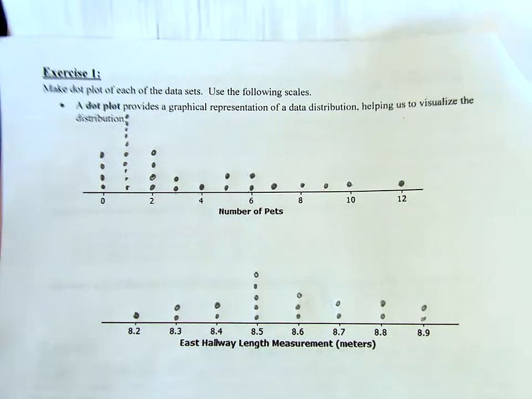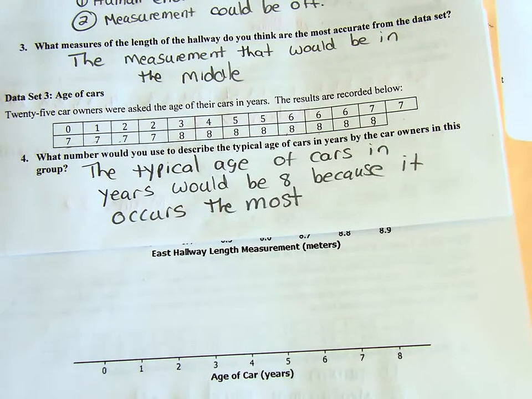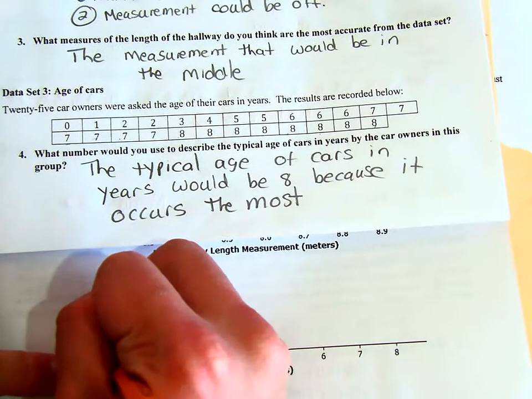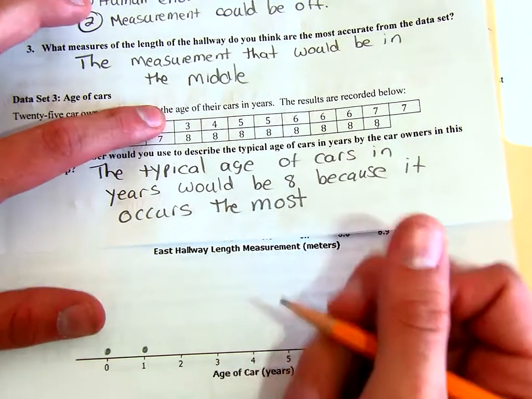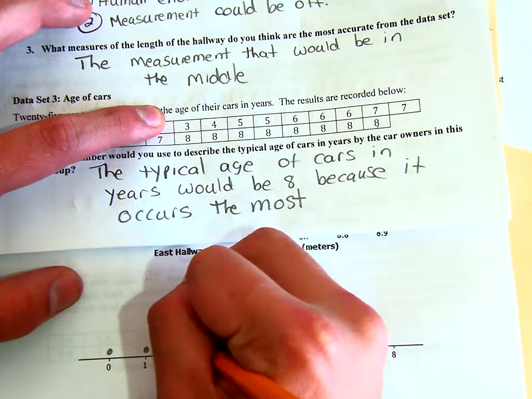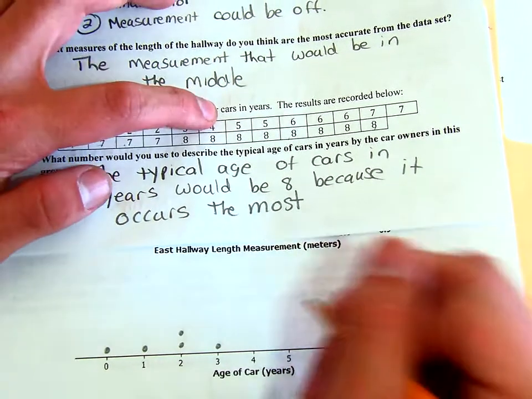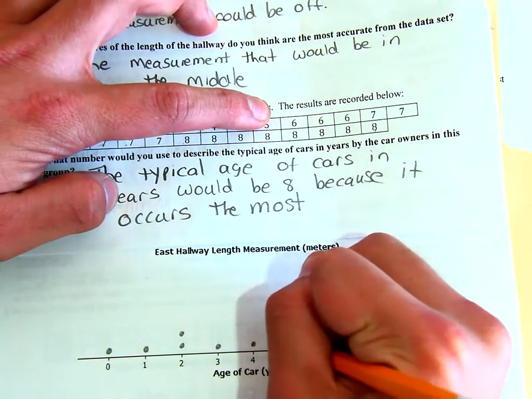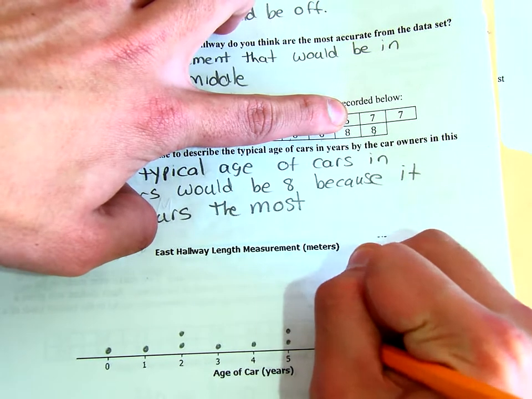Alright, so now let's move on to the last one. For our last dot plot, we have the age of cars. So on my age of cars, I have 0, there's 1 0, there's 1 1, there's 1 2 2s, there's 1 3, there's 1 4, there's 1 2 5s, there's 1 2 3 6s.